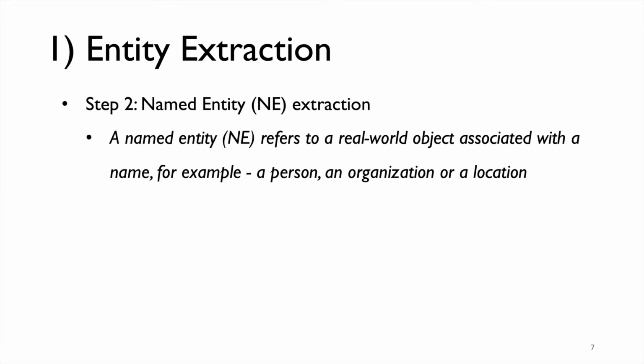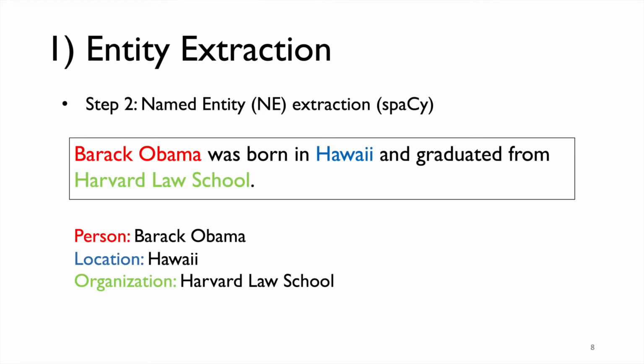The next step is named entity extraction. A named entity refers to a real-world object associated with a name. Here is an example. We use an NLP tool, spaCy, to detect Barack Obama as a person, Hawaii as a location, and Harvard Law School as an organization.